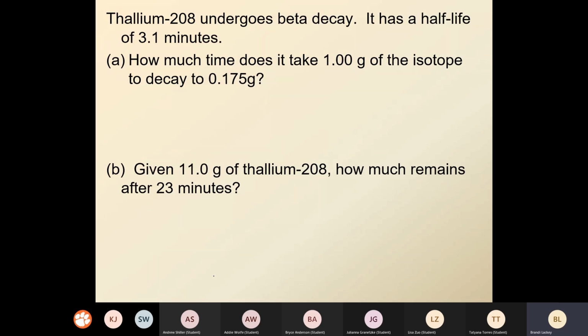All right, so like I said, in order to be able to find K, remember K always dealt with seconds, so we need to change the 3.1 minutes into seconds. So we can multiply by 60. So that's a total of 186 seconds.